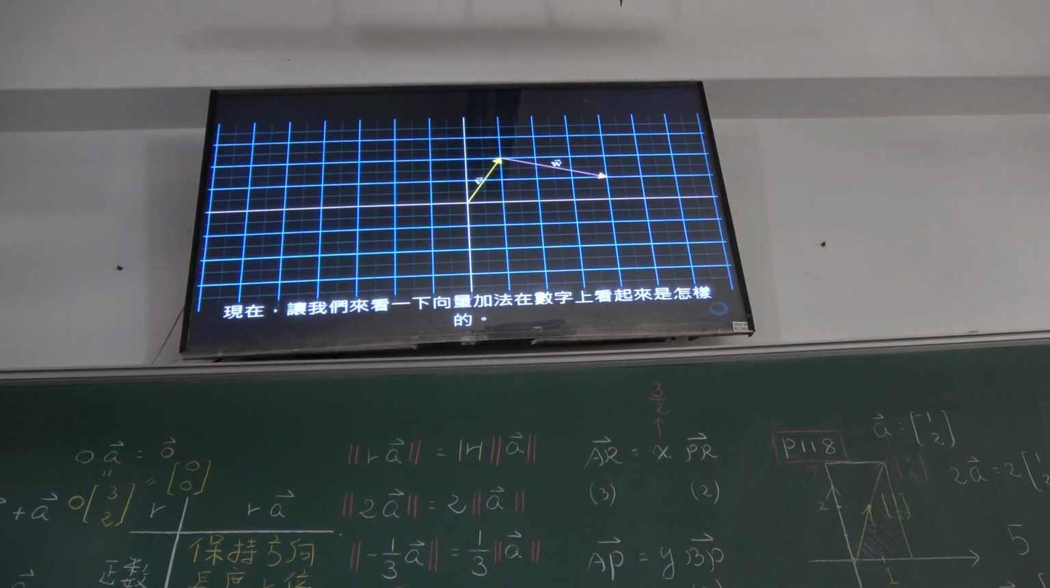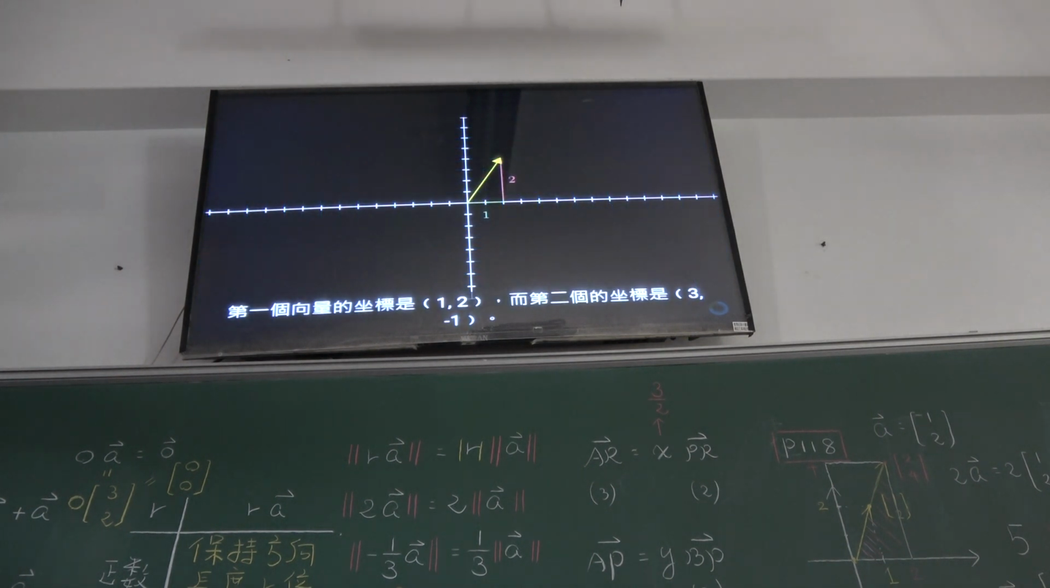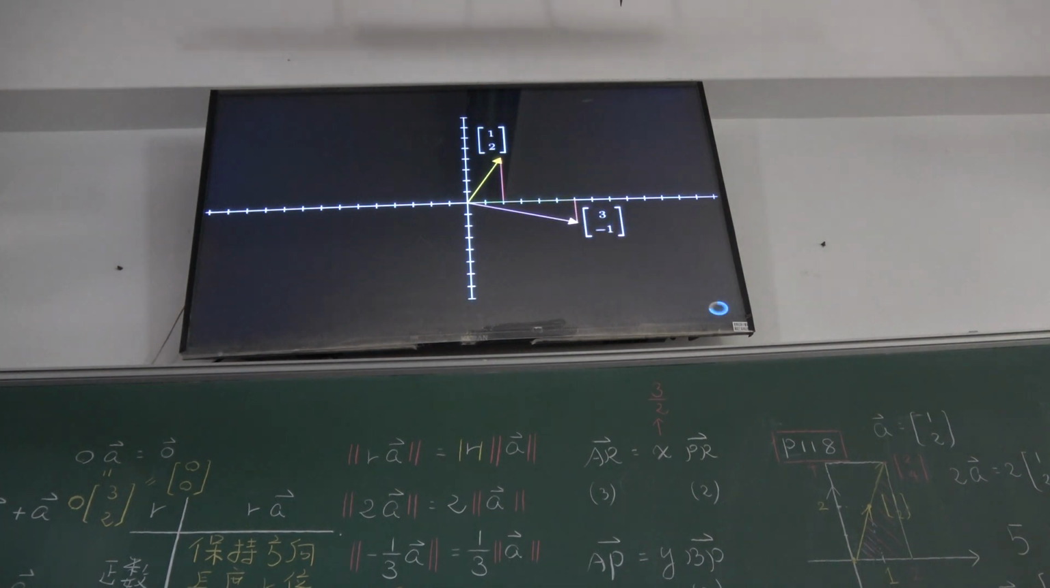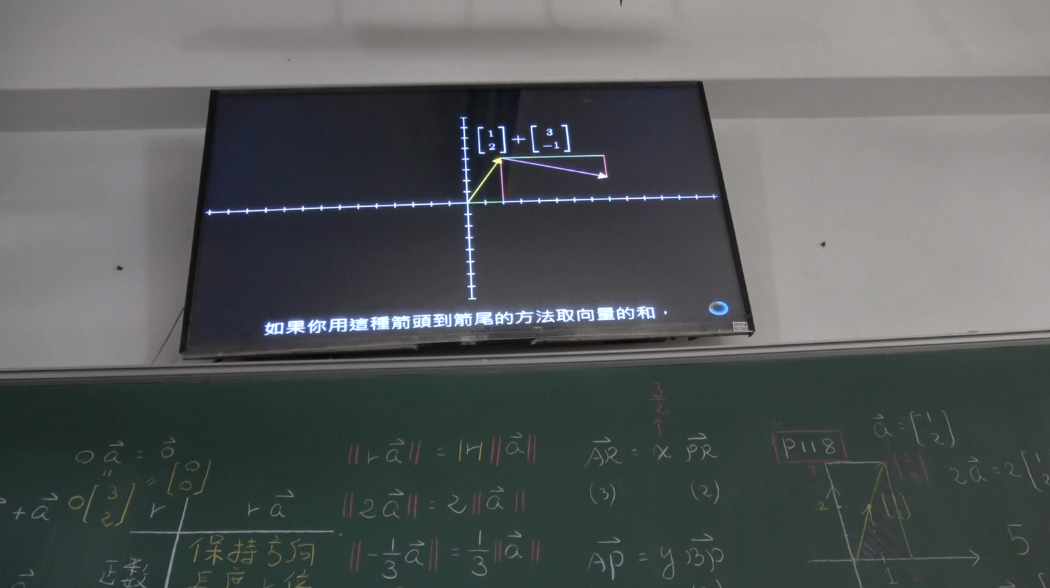In fact, let's see how vector addition looks numerically. The first vector here has coordinates 1, 2. And the second one has coordinates 3, negative 1. When you take the vector sum using this tip-to-tail method, you can think of a 4-step path from the origin to the tip of the second vector. Walk 1 to the right, then 2 up, then 3 to the right, then 1 down.